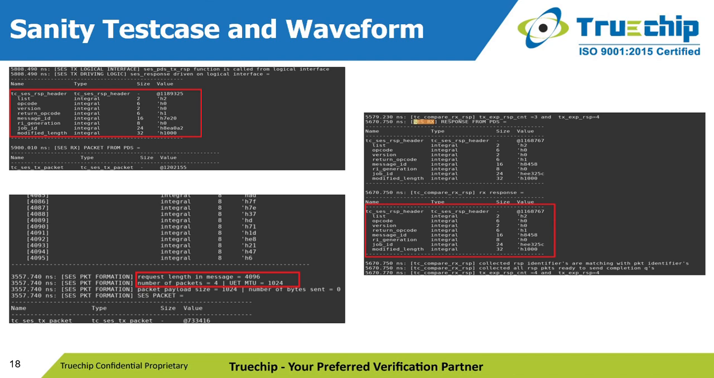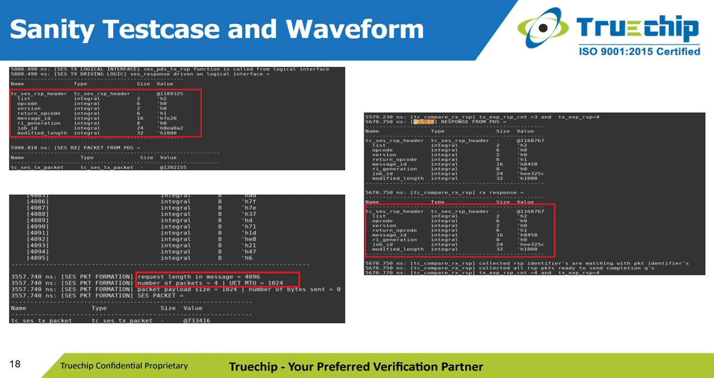Ultra Ethernet sanity test case and its corresponding waveform. Here are a few log prints from the semantic block, which tell how the response packet is transferring on the logical interface from semantic to PDS. The right side picture shows the response being received from the logical interface, coming from PDS to the semantic block.